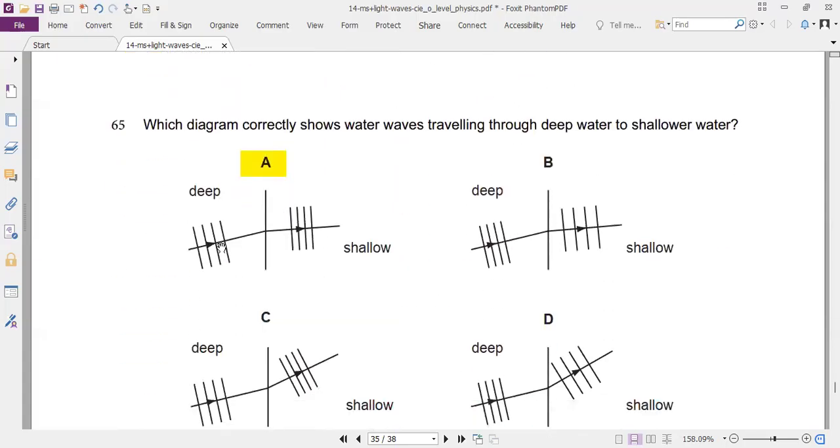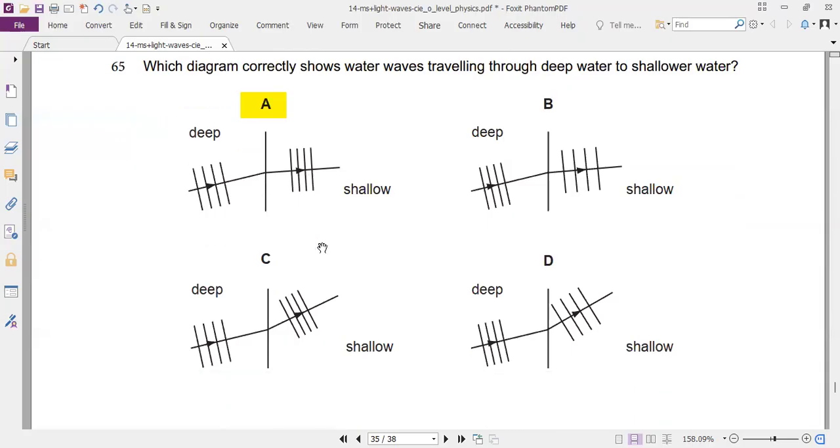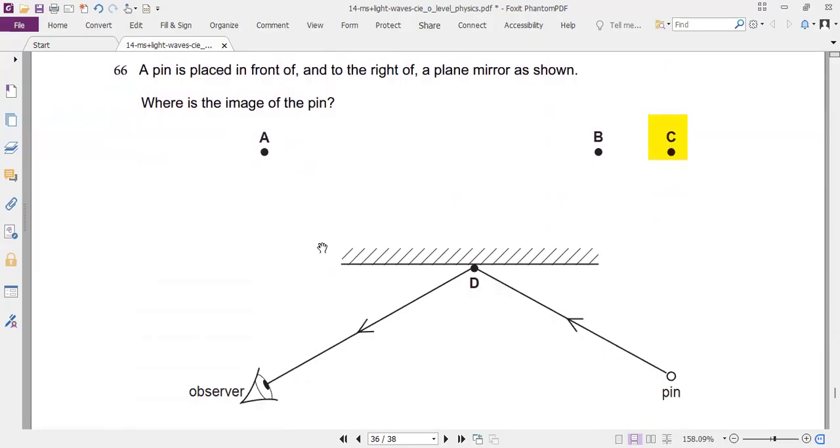Here, when you go from deep to shallow water, you move towards the normal, and your wavelength decreases as well because of the shallow water. We have discussed this before. So the eye is the observer. There is a pin. Where is the image of the pin? It's right here, because the image sends a ray straight to the eye, which is visible at D.